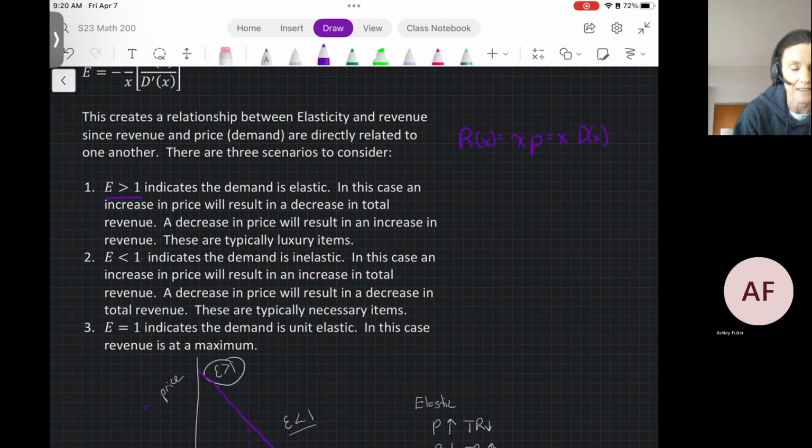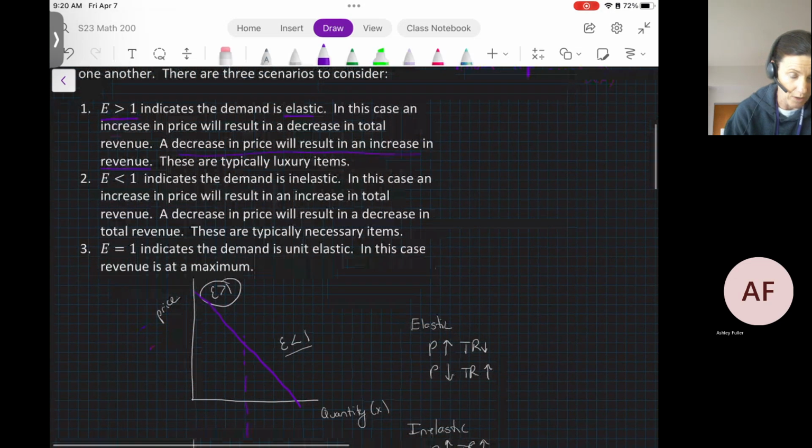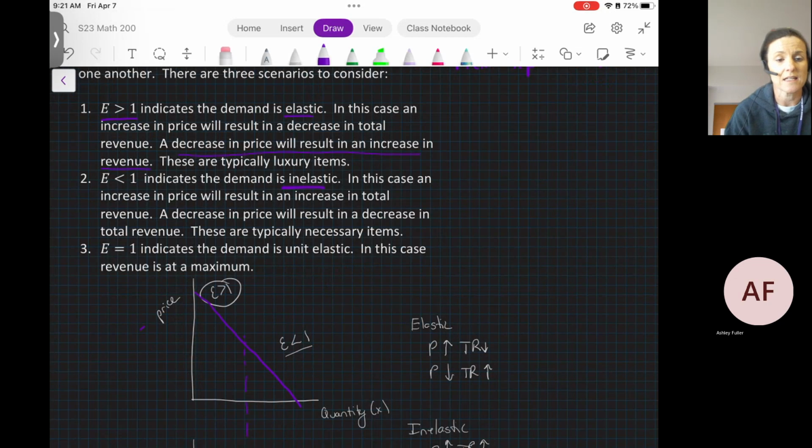If you calculate the elasticity and it's greater than 1, then we say that the demand is elastic. In this case, if we raise the price, there's going to be a decrease in total revenue. However, a decrease in price is going to result in an increase in total revenue. These are typically luxury items. If the elasticity is less than 1, we say the demand is inelastic, meaning it's not going to change much. In this case, an increase in price is going to result in an increase in total revenue. We're still going to buy the goods, even if the price goes up. But a decrease in price is going to result in a loss in total revenue. And these are typically necessary items, things that we have to have.